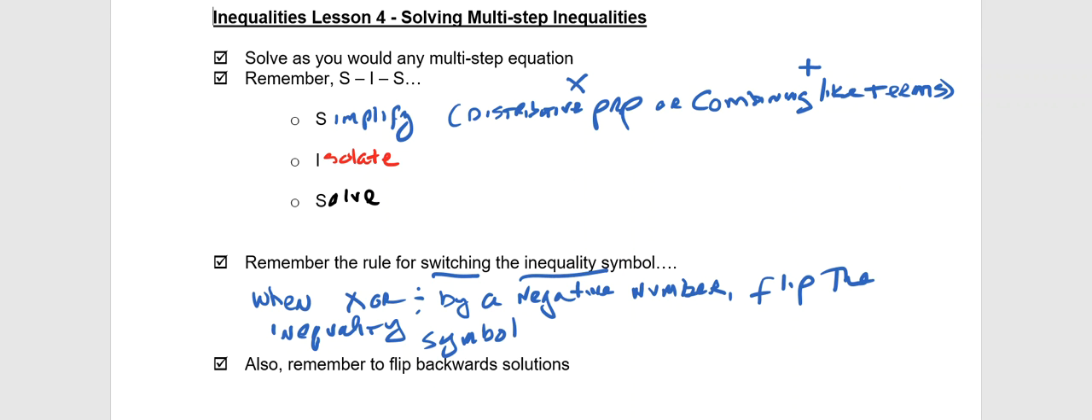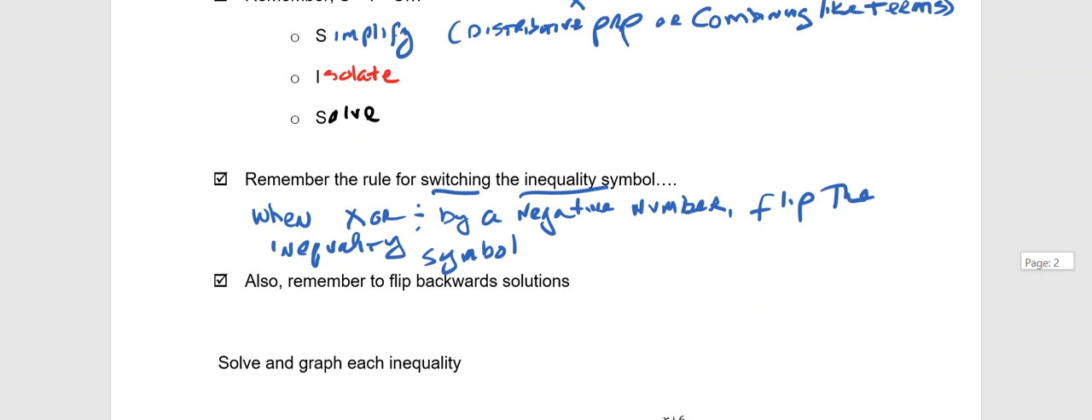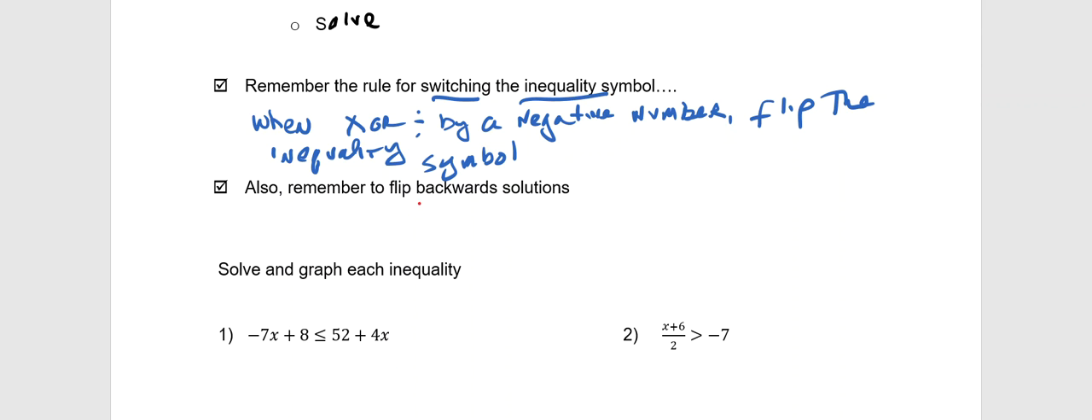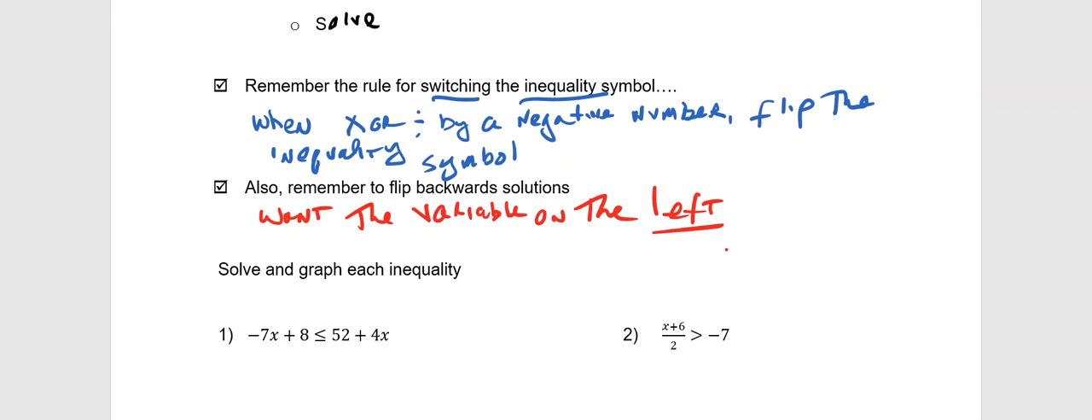And separate from that, if we have a backwards solution, remember to flip the entire solution around because we want the variable on the left side. So don't forget that. Okay, so those two are also steps that we've already established with solving the one-step inequalities that are going to hold true for any type of inequality.